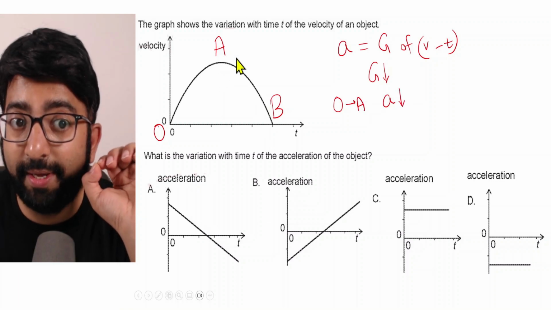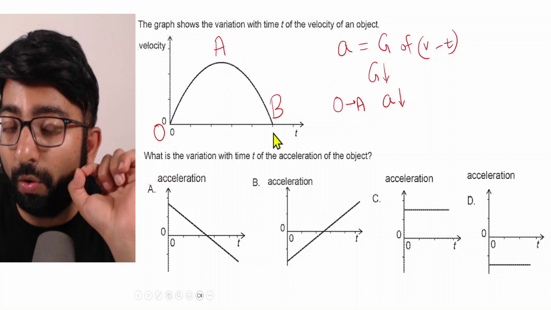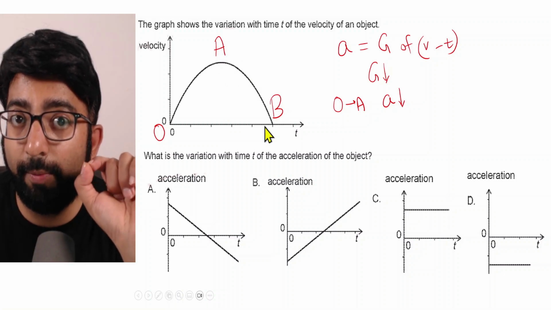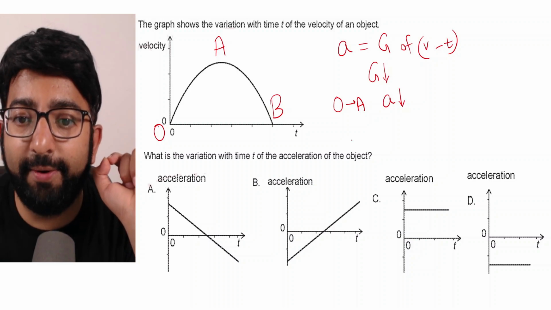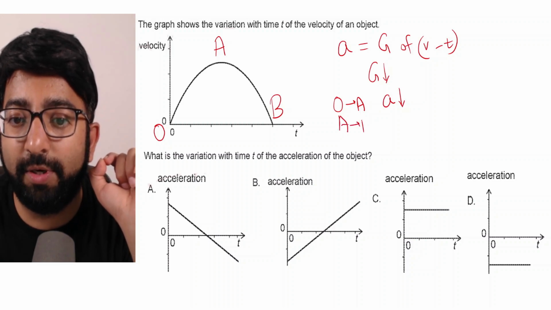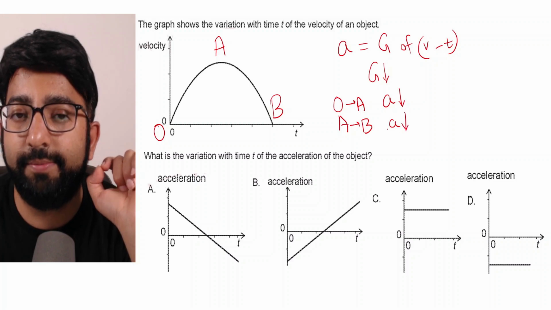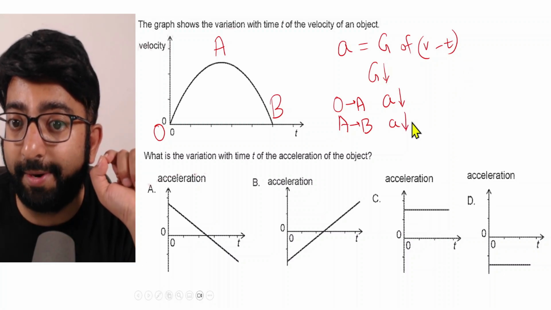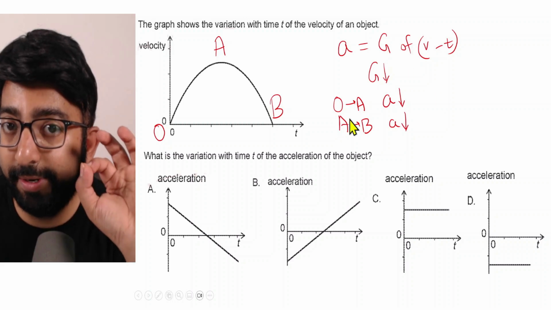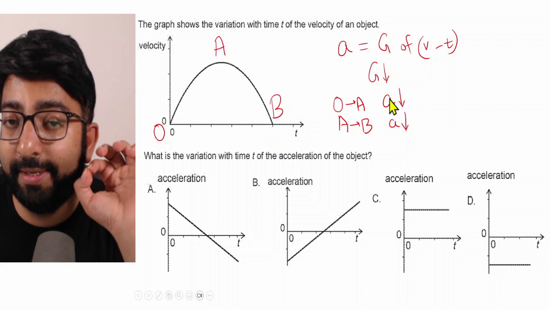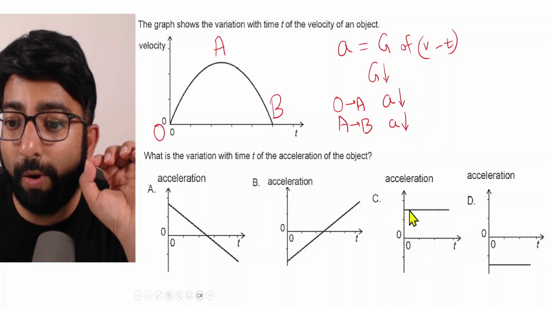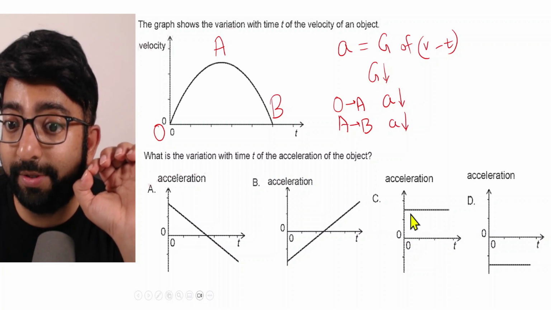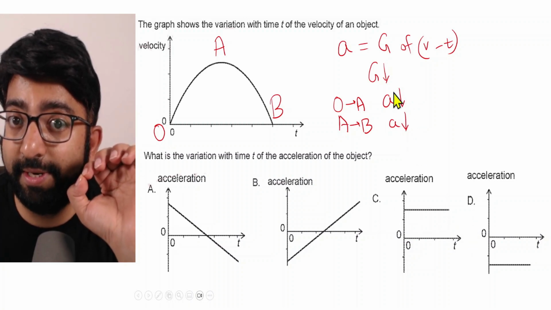And if you analyze, A to B is also a part of a downward facing parabola, which means the gradient needs to decrease, which means from A to B also acceleration is continuously reducing. Now, if you analyze all the options, we need to check which graph satisfies these conditions. And the condition is that from O to A to B, the acceleration needs to reduce. Options C and D are definitely wrong because acceleration is not constant, it is decreasing.